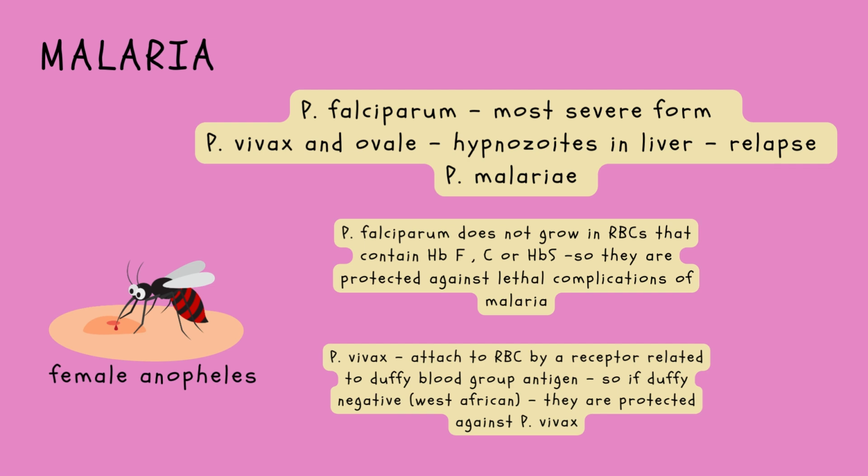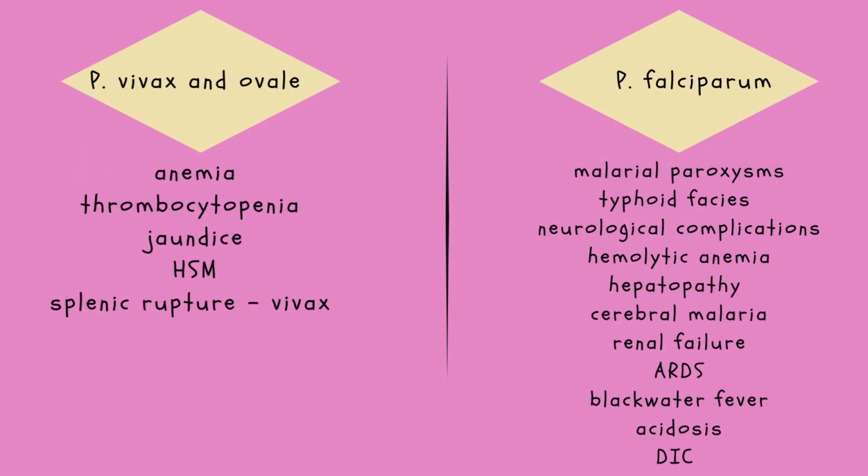For vivax to attach to the RBC, they need a receptor which is related to the Duffy blood group antigen. This has been asked in a question: which antigen is related to the malarial parasite attachment? That is the Duffy group. So if Duffy negative, like in the West African population, they are naturally protected against Plasmodium vivax. Okay, so we have mainly two. You can categorize them as two: Plasmodium vivax and ovale, and Plasmodium falciparum.